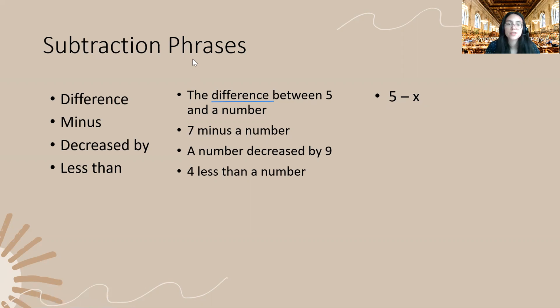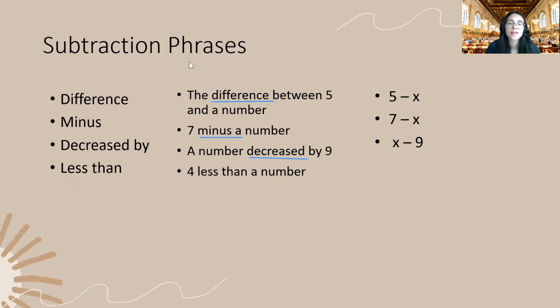Okay, so going on to our next bullet point, we have 7 minus a number. And how do we represent that? Well, we would write 7 minus x. In the third bullet point, we have a number decreased by 9. A number decreased by 9 tells us that the variable will come first. Decreased by tells us that there will be subtraction, and by 9 tells us by how much, okay? So this is how we would write it out: x minus 9.